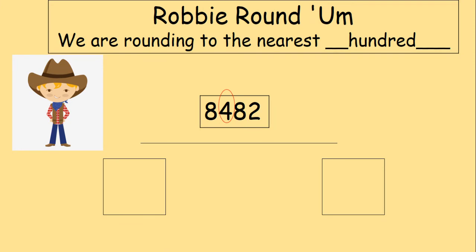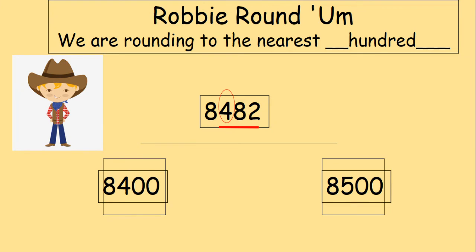Great work. I would first identify the number in the hundreds column. The number is 4. If I looked at the hundreds on their own with the tens and the ones, I could see that the number would be 482. If I rounded 8,482 down to the nearest hundred, it would be 8,400. And if I rounded it up to the nearest hundred, it would be 8,500.